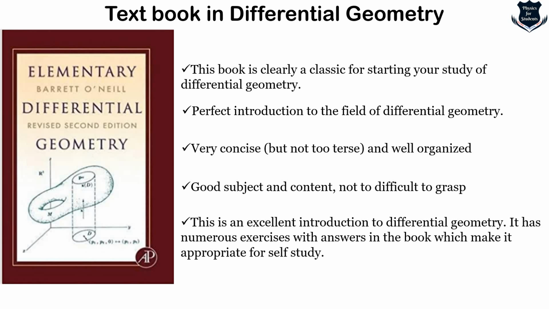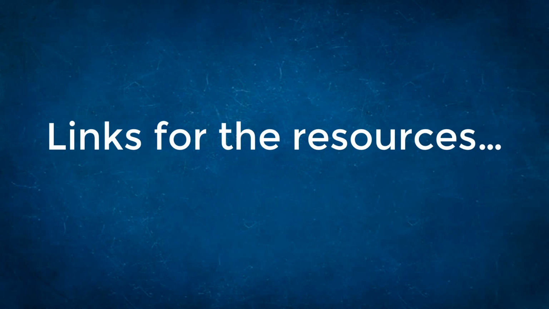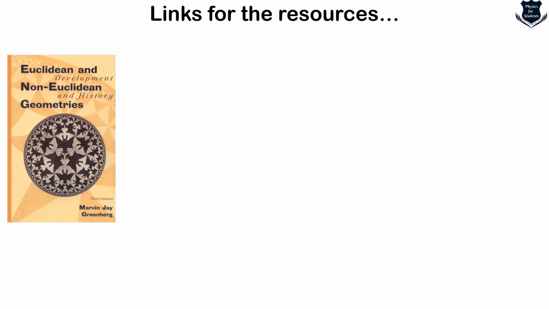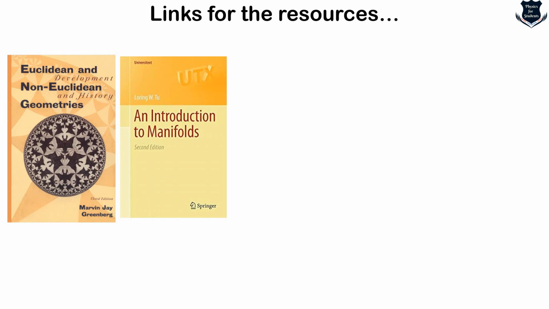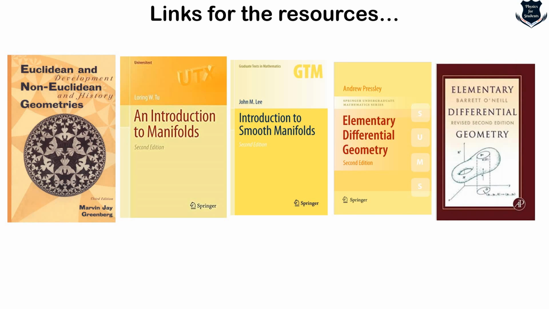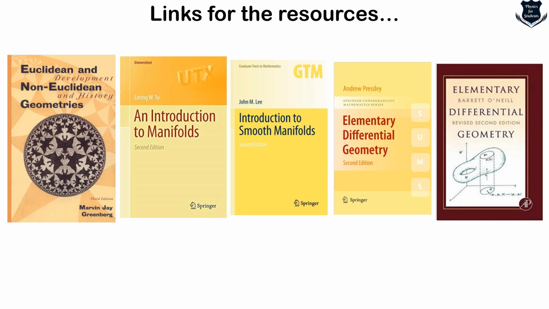Now, having taken all those 7 steps, which frame the entire understanding of differential geometry, the next most important thing is: how do you get those books? Because these books are quite expensive. What are the links and how do you download them? Being a proper academician and teacher, I have given these books in the description box, and you can download them. The second book, Introduction to Manifolds, is also there. An Introduction to Smooth Manifolds by John M. Lee is also there. The Elementary Differential Geometry link is also there, and Barrett O'Neill's book is also there.